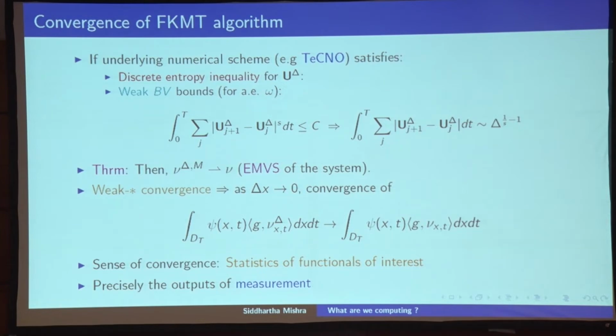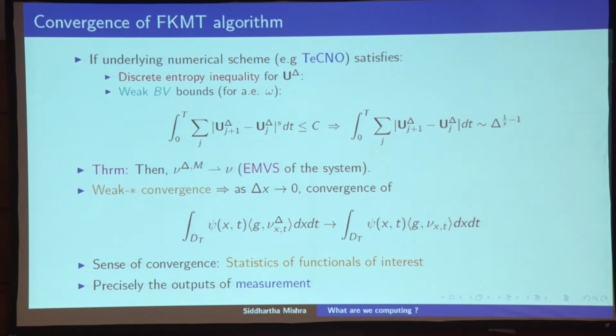If you have some control on the rate at which it blows up, together with the entropy inequality, one can actually prove that as you refine and take more samples, these approximations will converge in the right topology. I'll talk about that in a second, to an entropy measure valued solution of the system. And the topology is a weak star convergence, weak star topology on Young measures.